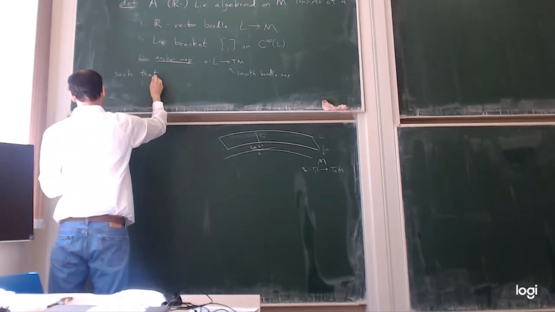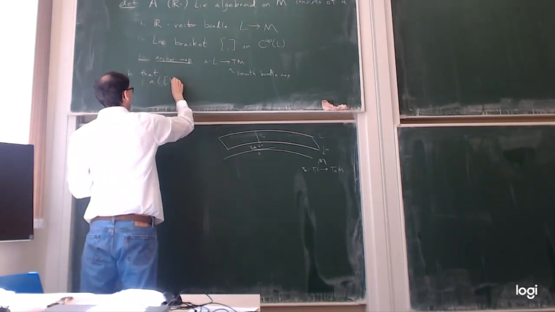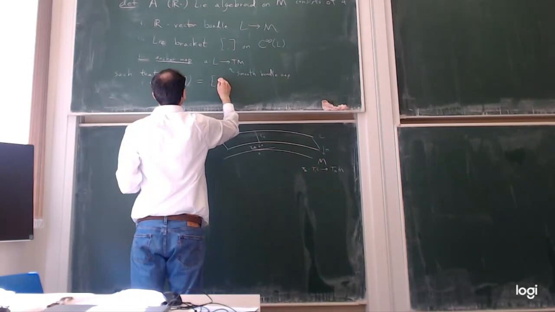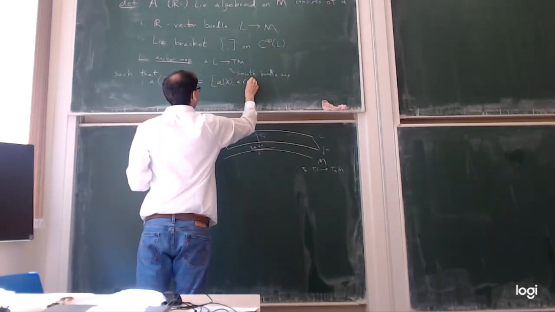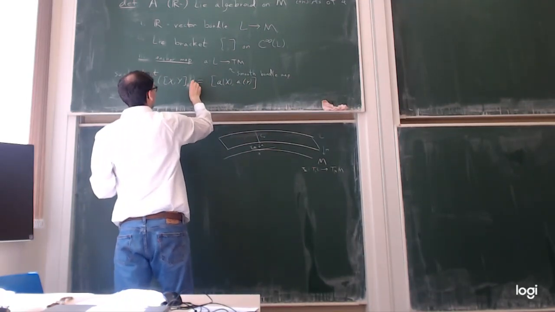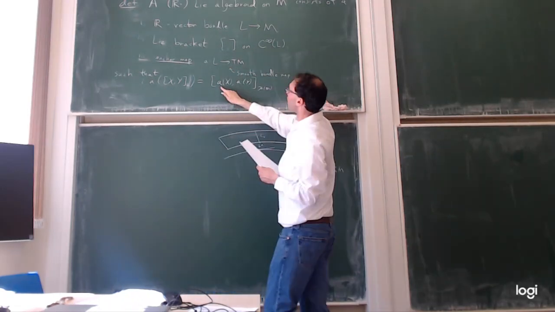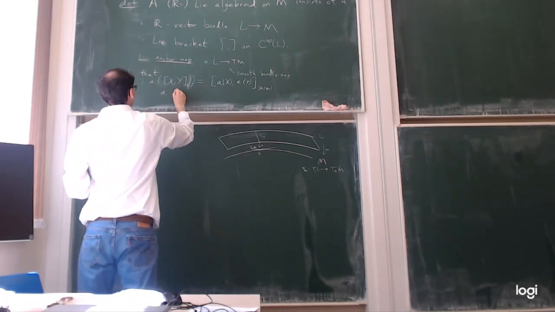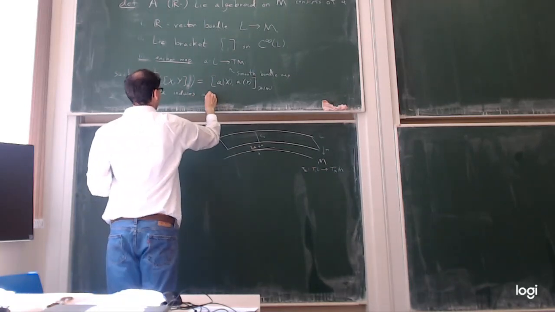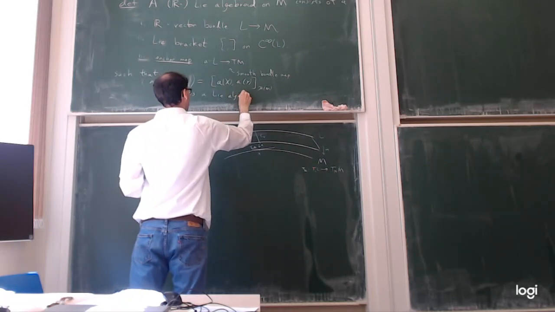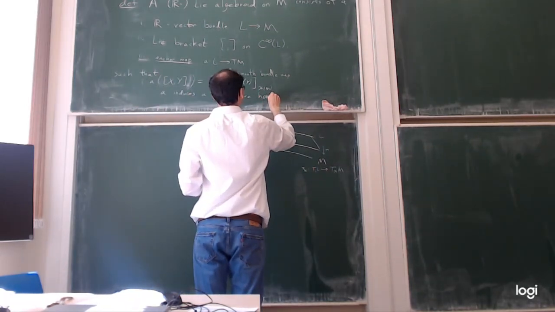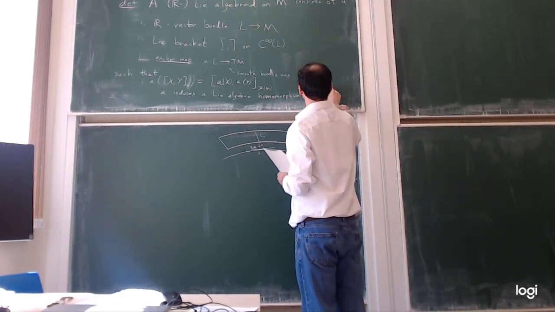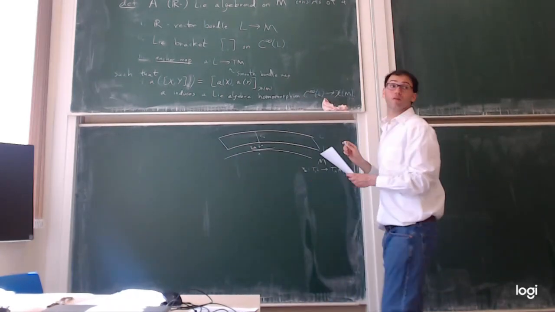first, the anchor map applied to the Lie bracket of two sections X and Y needs to be equal to the Lie bracket of the vector fields on M. This is in L, these are vector fields on M. So this is just saying that A induces a Lie algebra homomorphism from sections of L to vector fields on M. So that's the first condition.